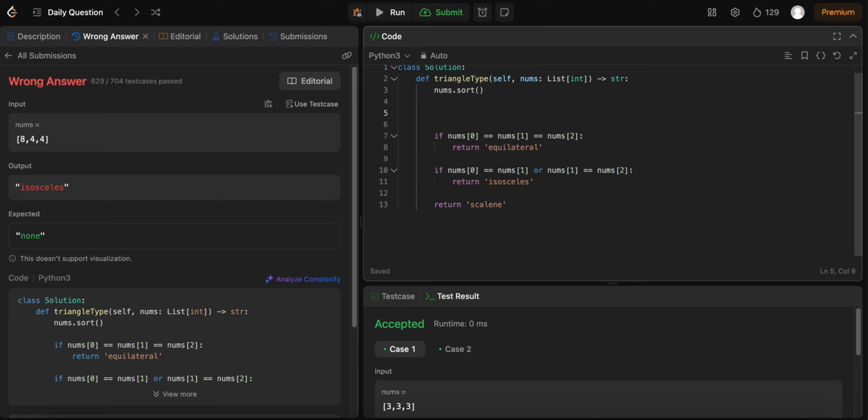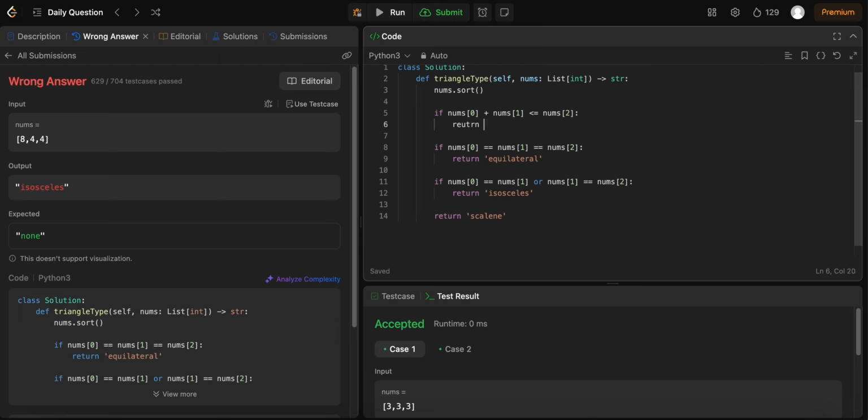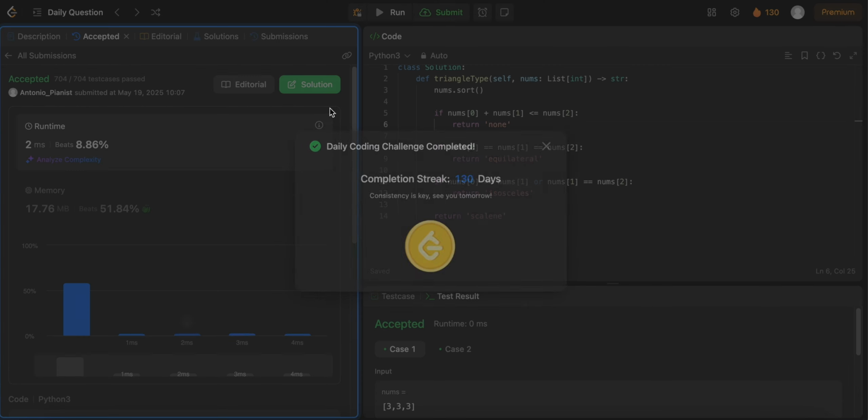Basically, because I've checked the equal length thing, for isosceles, it is possible to have like 1, 1, 10, right? And you can't actually form a triangle. So we have to check nums0 plus nums1. If it is smaller or equal to nums2, then we can't actually form a triangle. So we need to return none in that case. And I think that should work now. Yeah, there we go.